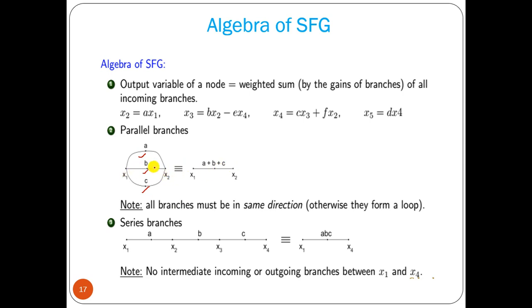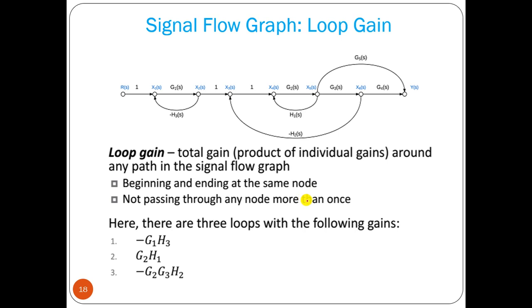Why? Because x2 is equal to what we can write: a into x1 plus b into x1 plus c into x1. So the gain will be a plus b plus c. If it is connected in series form, it will be multiplied; that is, multiplication of gain. If connected in parallel, then we have to add that. Same logic that we did for signal flow graph.